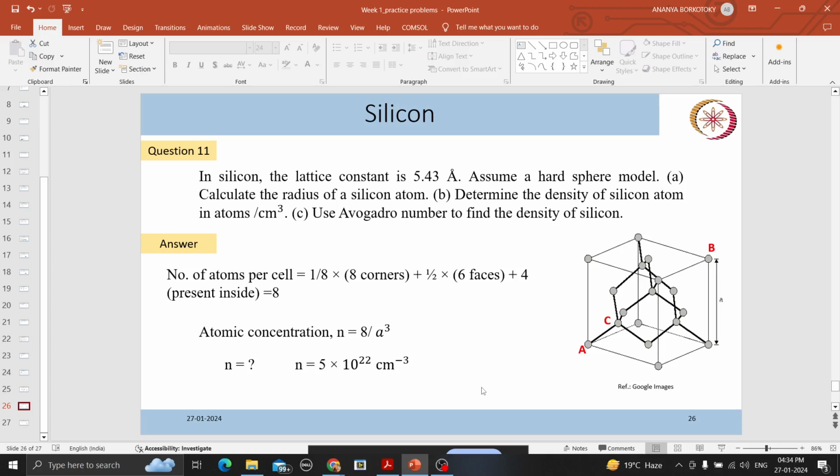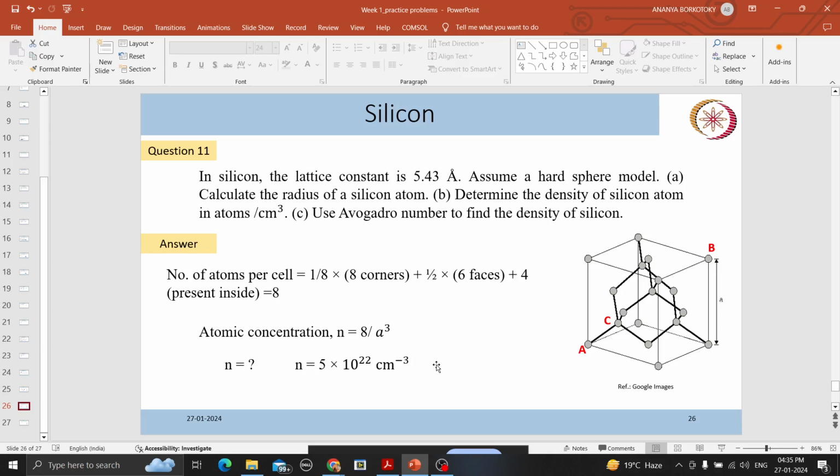So the density of silicon is 5 into 10 to the power 22 per centimeter cube. So you can calculate the percentage, or how many dopant atoms are there, if you know the other parameters like dimensions and volume. For silicon, it definitely cannot exceed 5 into 10 to the power 22.